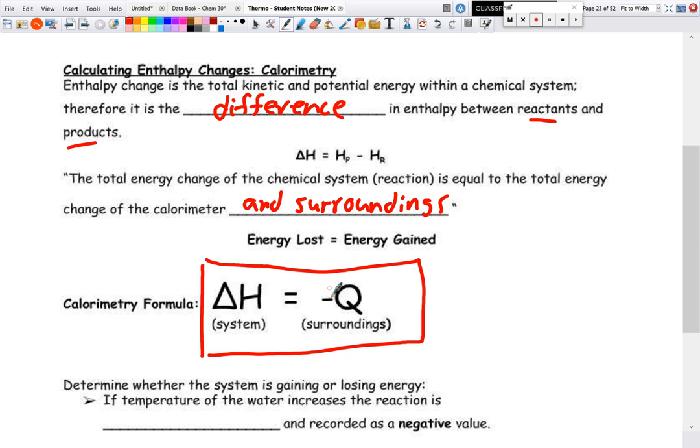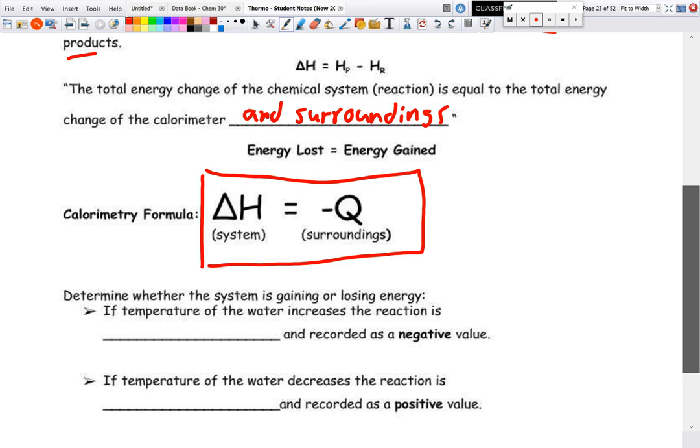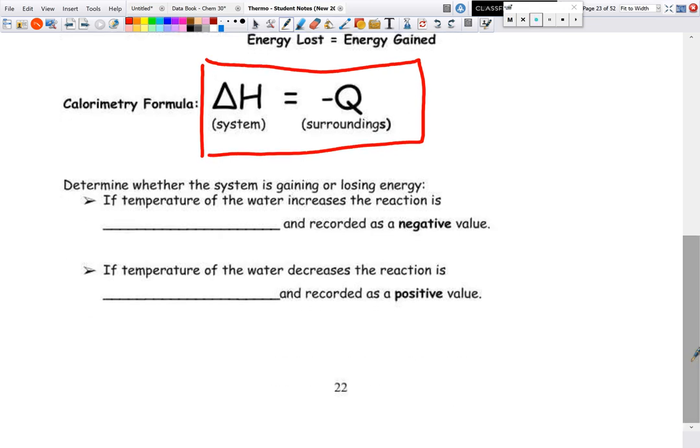And that negative there just means that if our enthalpy change is positive, Q is negative, because energy lost equals energy gained, or if this is negative, that'll be positive. It's just so we keep our signs in order. Now, we also need to make sure that if the temperature of the water increases, so we know that energy is leaving our reaction going into our surroundings, well, that is an exothermic reaction, and we have to make sure everything's recorded as negative. And of course, if the temperature of water decreases, meaning that energy is leaving the water and going into our system, then that is endothermic.